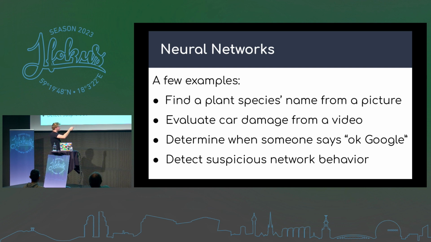A project I've worked on in the past: evaluating car damage from a video. For insurance companies, you don't want to have to deploy an expert every time, so you have a pre-assessment made by the machine. Another kind of task on multimedia neural networks is on audio, and it's super interesting. It's, for example, determining when someone says 2 words that I'm not going to pronounce, to not trigger your phones.